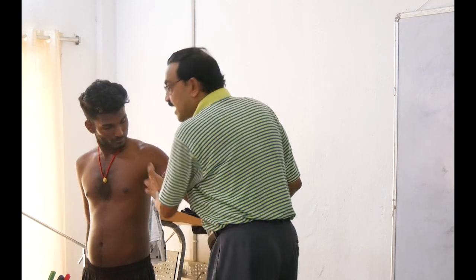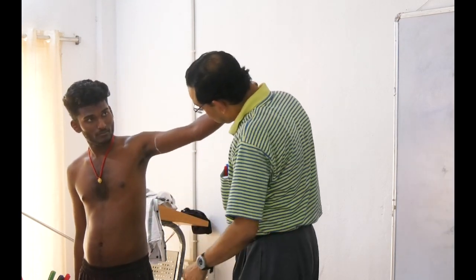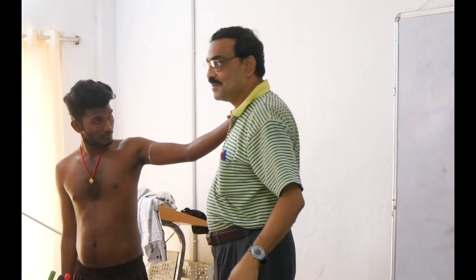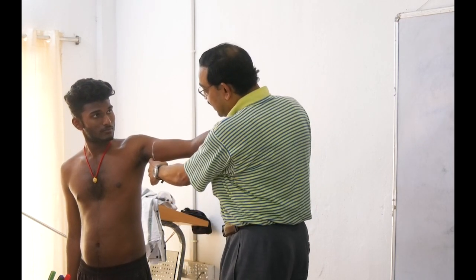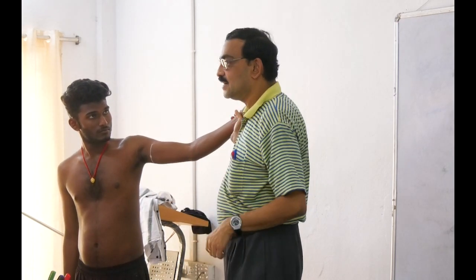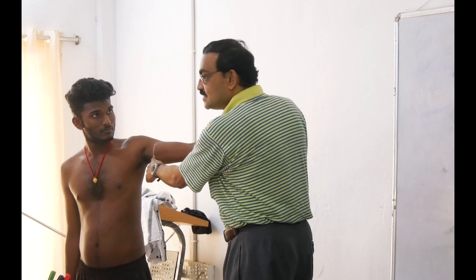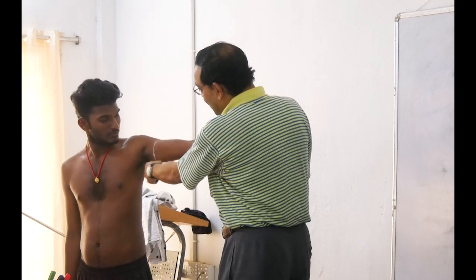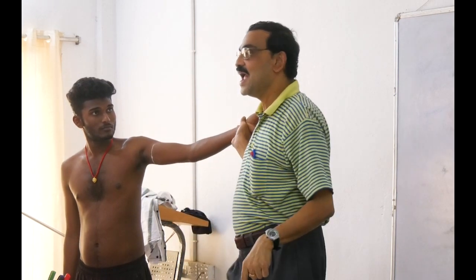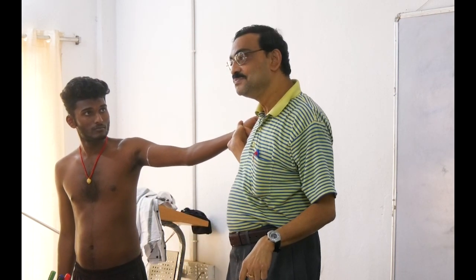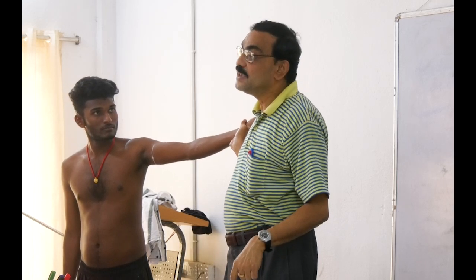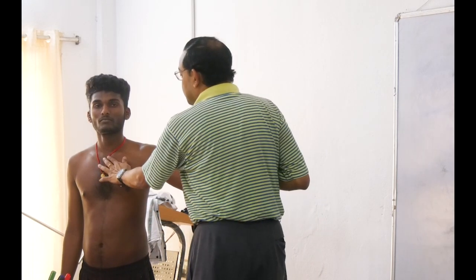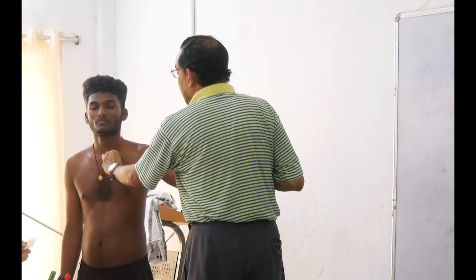The axillary artery is within the axilla. This point is the beginning of the brachial artery, so we can say this is the end of the axillary artery. Then where is the beginning? We have to feel the clavicle.